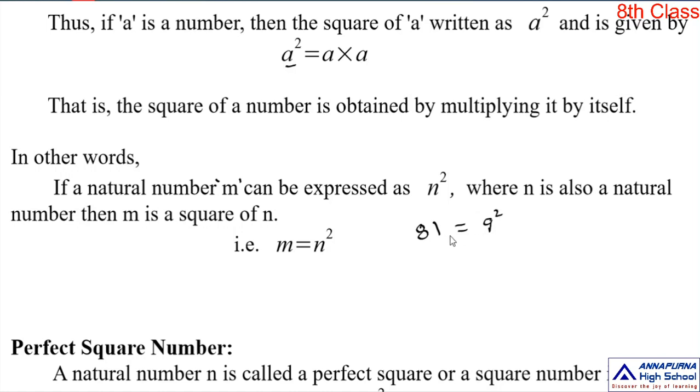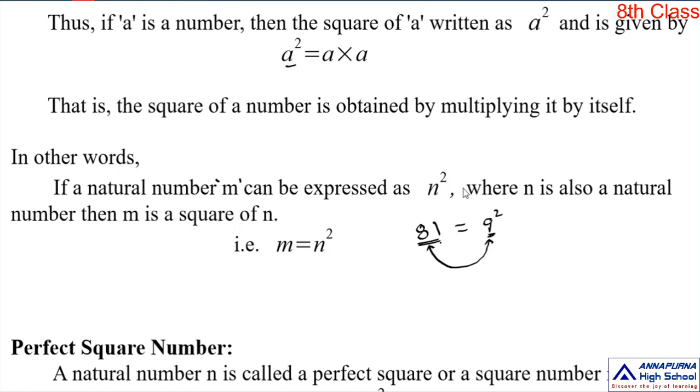Yes, 81 we can express as 9 square. Then m is a... Here what is m? 81. 81 is the m. So m is a square of n. What is n? Here 9 is the n. So this 81 is the square of 9.